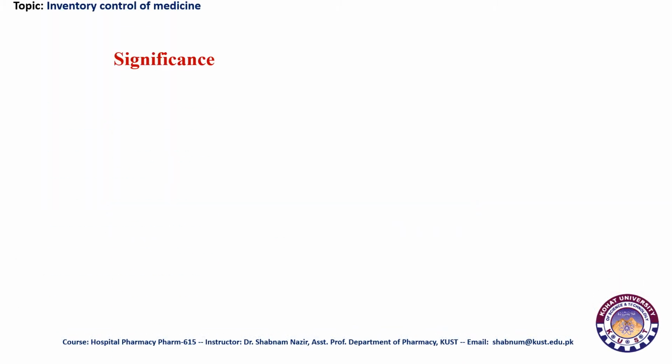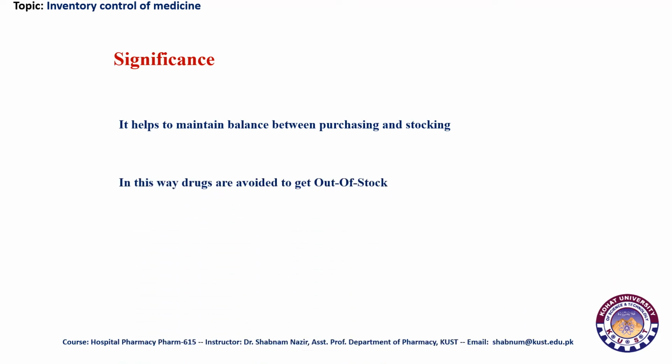So what could be the possible significance of inventory control? It helps to maintain balance between purchasing and stocking, as we just discussed. In this way, drugs are kept from going out of stock, as you have drugs on hand and can get uninterrupted supply out of that stock, and that stock is reasonable enough not to expire. It also provides drugs with a constant supply, and it helps to maintain optimum stock, neither excessive nor likely to be exhausted. So these are the basic significance of inventory control, and definitely it helps a lot.